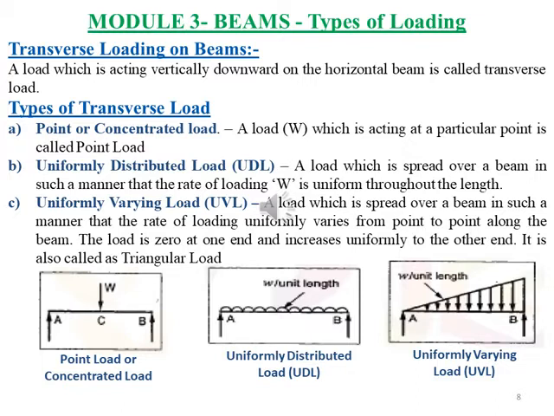You can see in the diagram that at point A it is almost 0, and at point B it has a value, and this value increases uniformly from point A to point B. It is uniformly increasing.